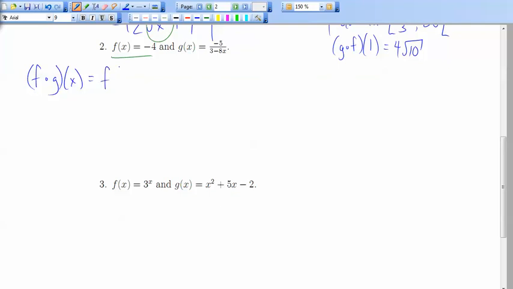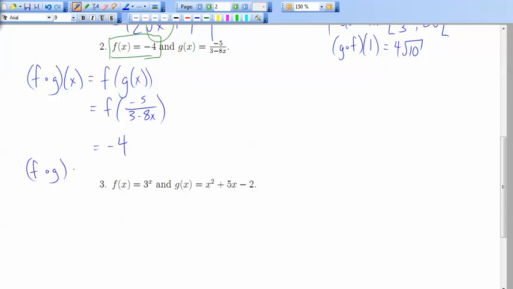So that would be f of g of x, which is f of negative 5 over 3 minus 8x. Now, what does f do? Take a good look at it again. It essentially ignores the input. It doesn't really matter what the input is, it just gives an output of negative 4. So our f of g is going to do the same thing. So for instance, if I calculated f of g of, let's say, 1, I would get negative 4.